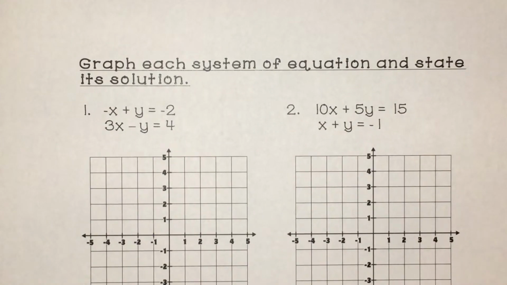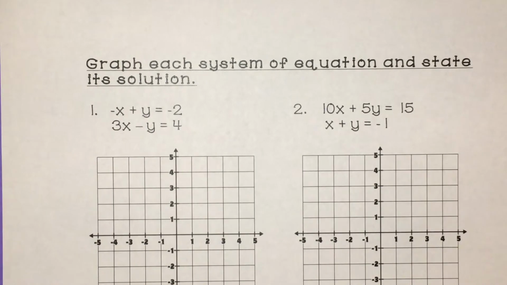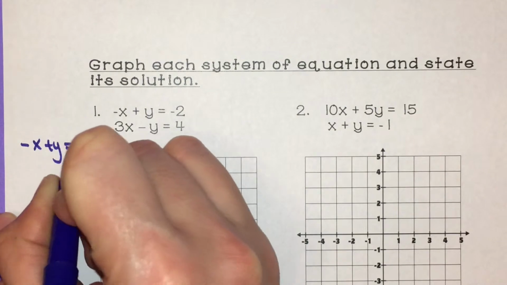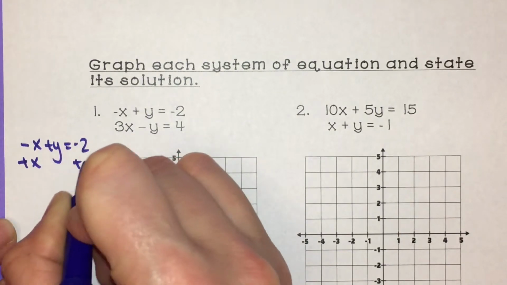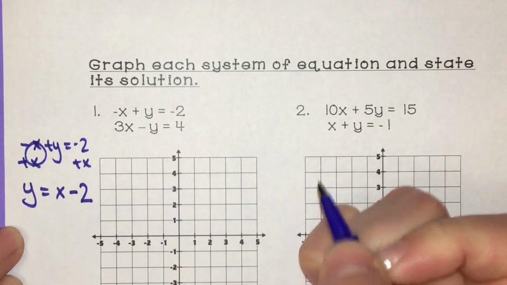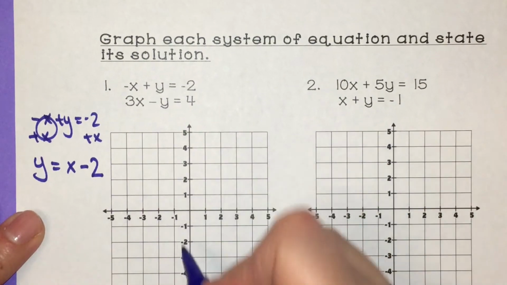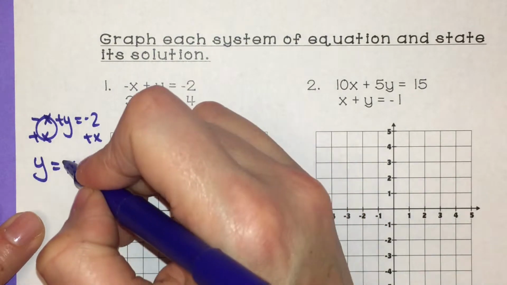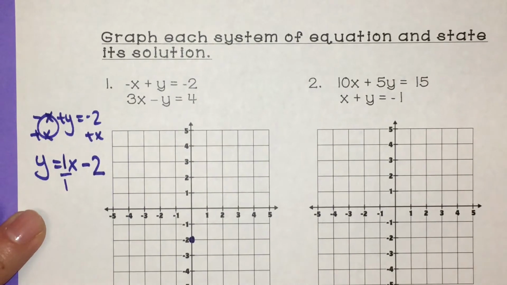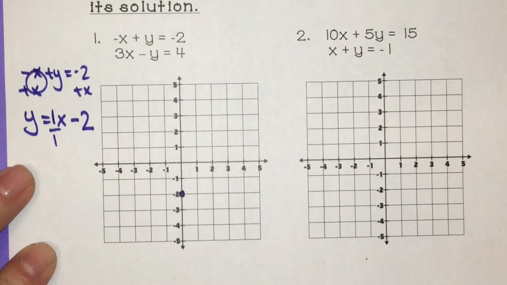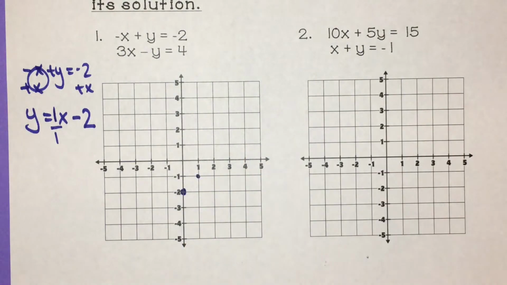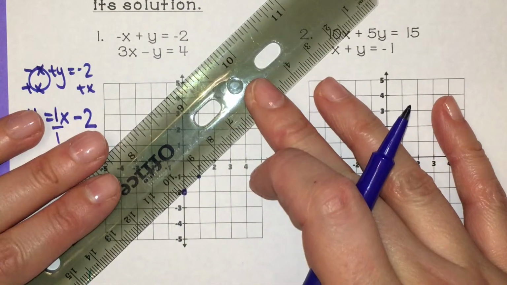All right, so that first problem, we have negative x plus y equals negative 2. Here we need to add x to both sides, and we get y equals x minus 2. So our y-intercept is negative 2. Slope, we have 1x here. I'm going to make it into a fraction. So we have our slope in rise over run form. So from my y-intercept, I rise 1, run 1. Then I graph it.